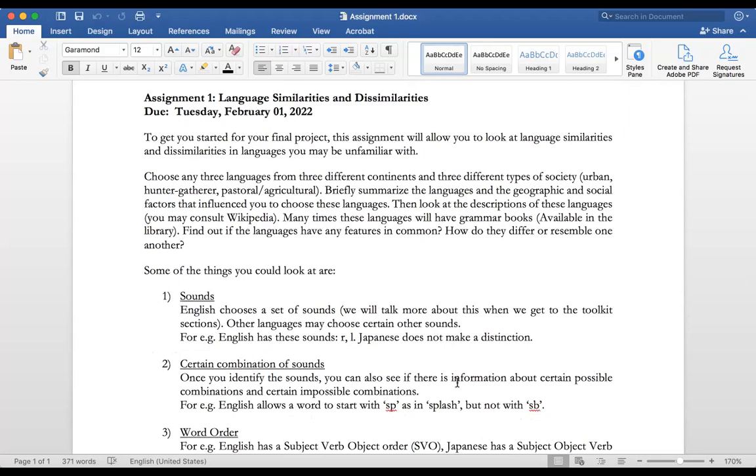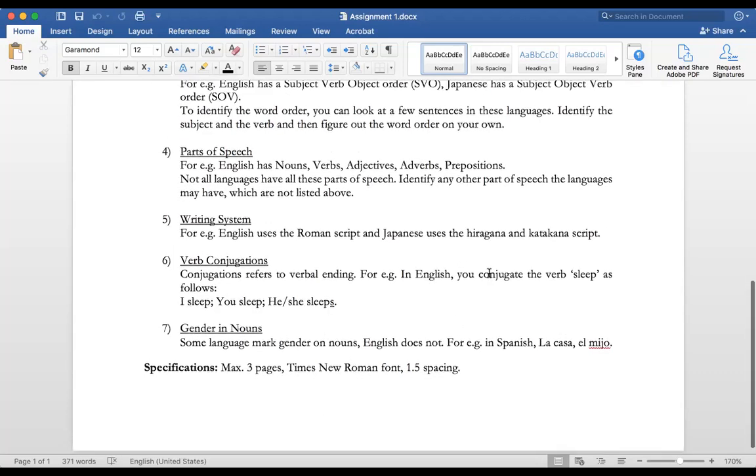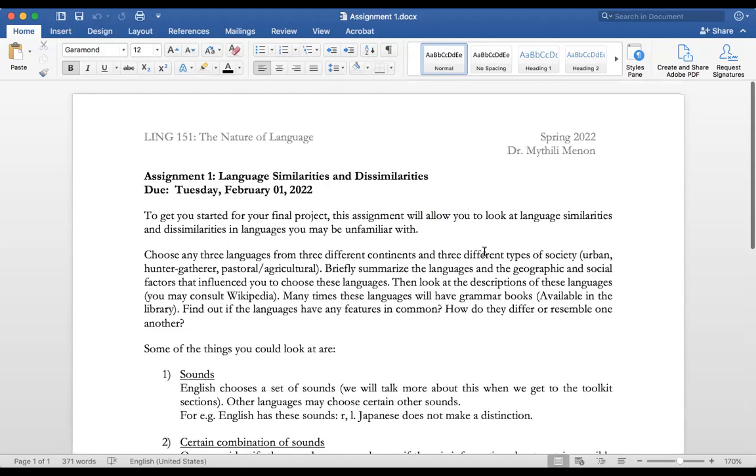Any questions on this assignment? It's a 3-page assignment. I want you to do it in Times New Roman font with 1.5 spacing. Any questions or concerns?